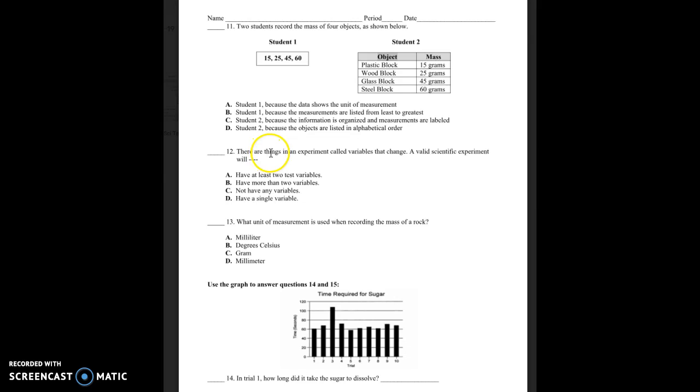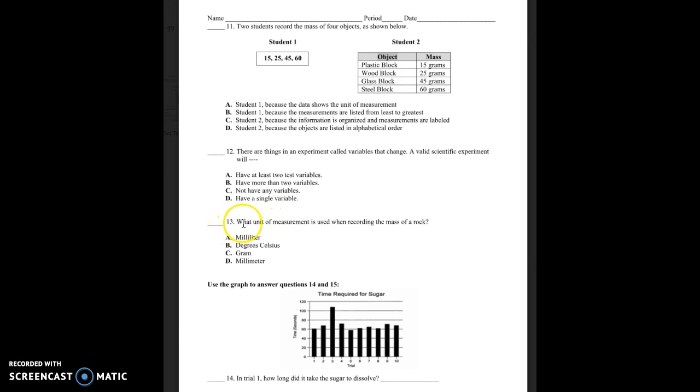Number 12. There are things in an experiment called variables that change. A valid scientific experiment will A. Have at least 2 test variables. B. Have more than 2 variables. C. Not have any variables. D. Have a single variable.